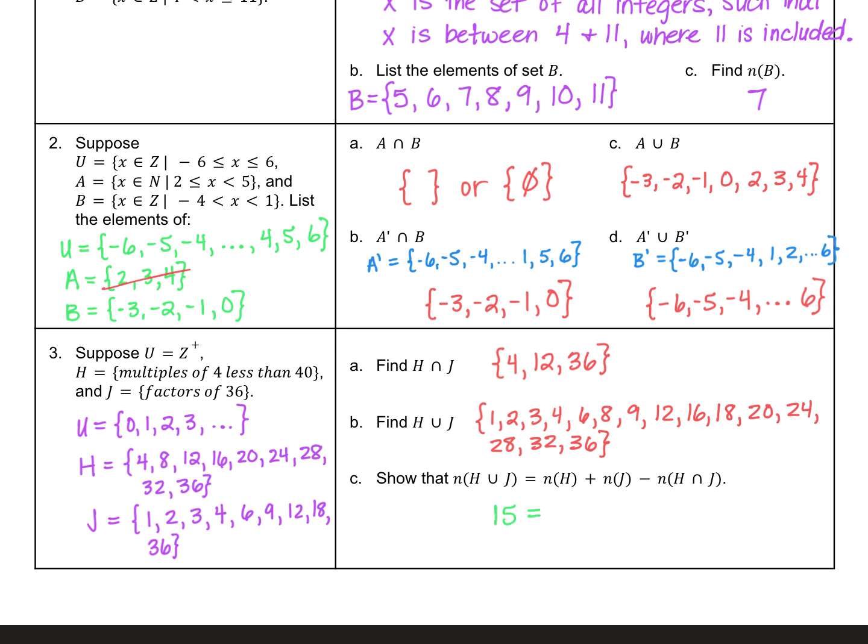So it's going to be 15 equals. If we count the number of elements that are in H by itself, we're going to have 1, 2, 3, 4, 5, 6, 7, 8, 9. So that's going to be 9. Plus the number of elements in J by itself, which is 1, 2, 3, 4, 5, 6, 7, 8, 9. So we know 9 plus 9 is 18. And then if we subtract the number of elements that are in the intersection of H and J, that will be 3. So I know that 15 is equal to 15. So that is the way that I can show that that works.